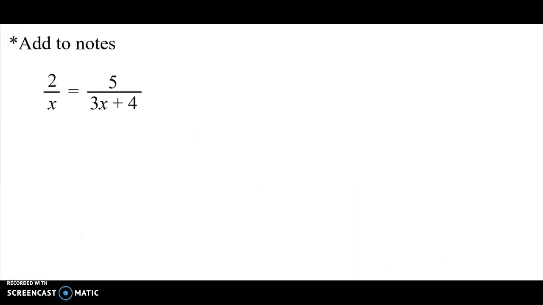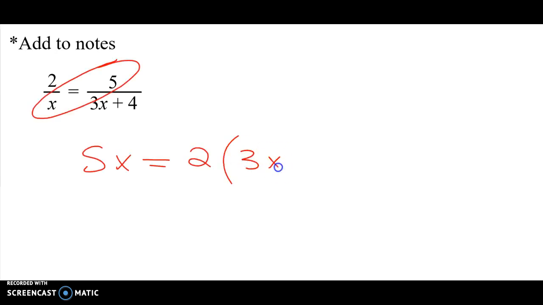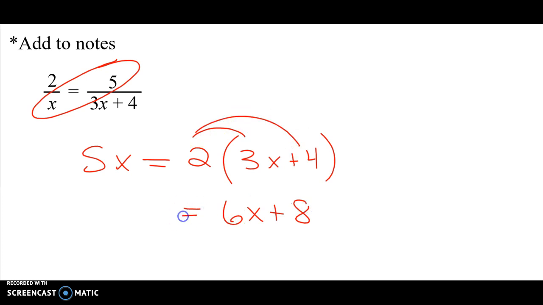And go ahead and try this one on your own. A lot of it on your own today. This is a lot of algebra 1 review. This is stuff you should already know. 3x plus 4. If you're multiplying 2 by 2 things, you have to distribute. How many of you remembered to do that? 6x plus 8.